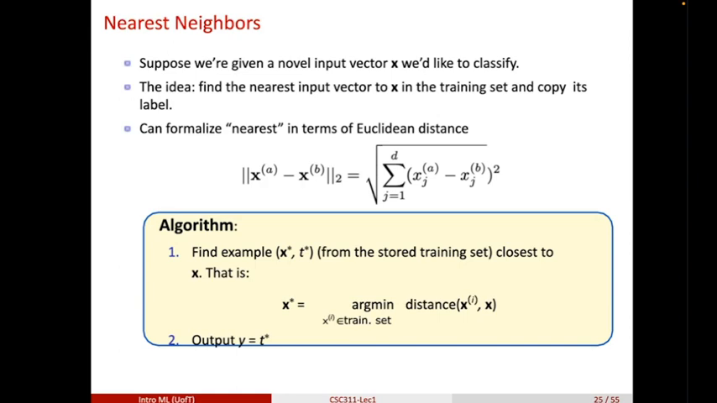So this formula might look a little confusing at first, but it's not too complicated. I'm sure most of us are familiar with the distance between 2 points formula in algebra. So that's basically what this is. It's calculating the distance between 2 points, which we can then minimize to find the closest vector. They're trying to find an example x star, t star from the stored training set closest to x, where we minimize the distance between our given x and the x in the training set. And then we can copy over t star as our output y.